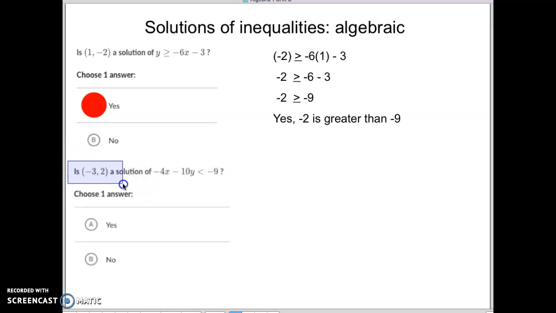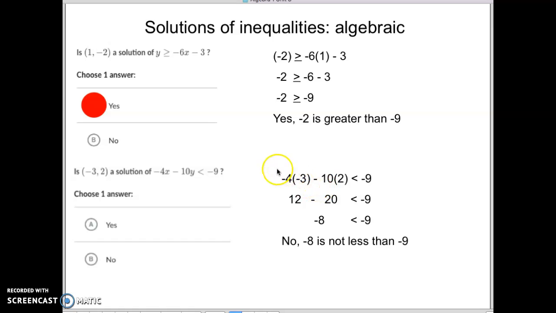Next one, let's try one more here. So again, here's our coordinate point. The x coordinate is -3, the y coordinate is 2. We're going to plug it into this inequality. I've done that right here.